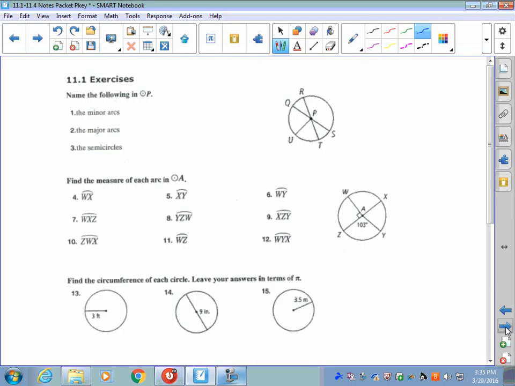Okay, so let's do it this way. Go to the next page. 126.